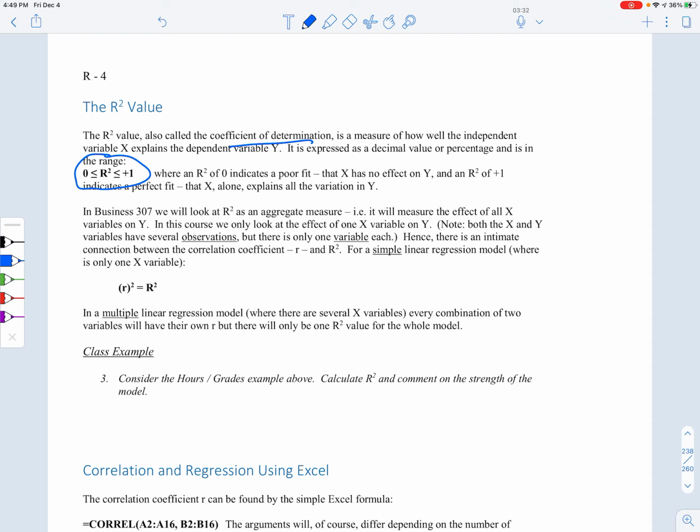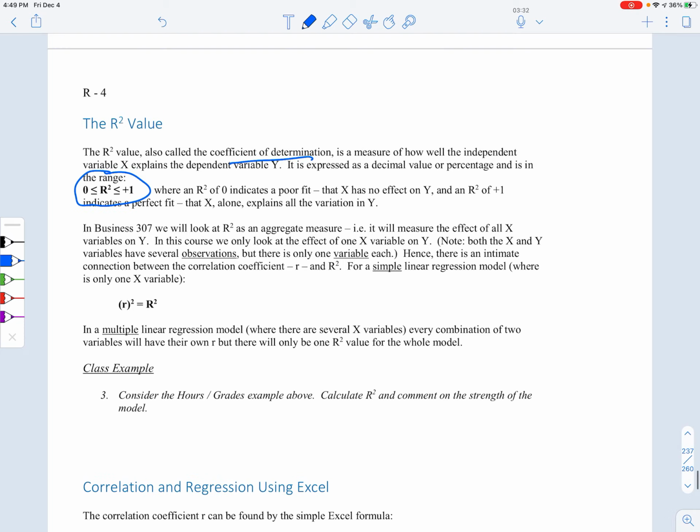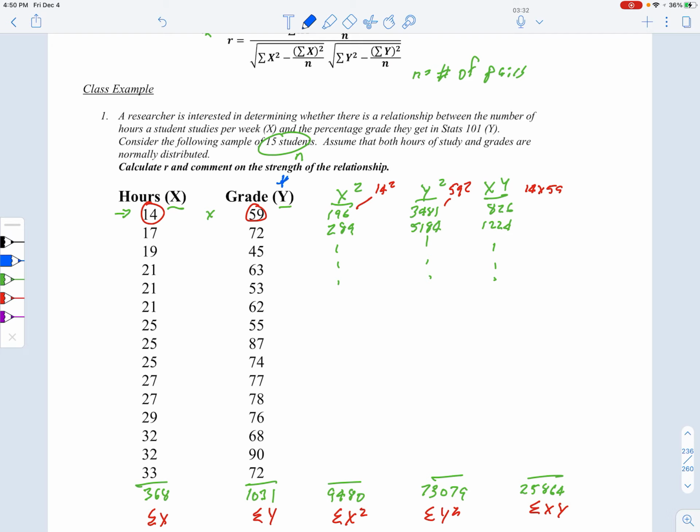So you can see that there's actually a relationship here between the R-squared value and the little r that we calculated before. When we get into 307, what we'll notice here is that it's actually an aggregate measure. And what I mean by that is, let's go back to the original variables that we had here. So here's our dependent variable y, and we're asking the question, well, what is it that determines the grade of a person here? And so we're looking at x.